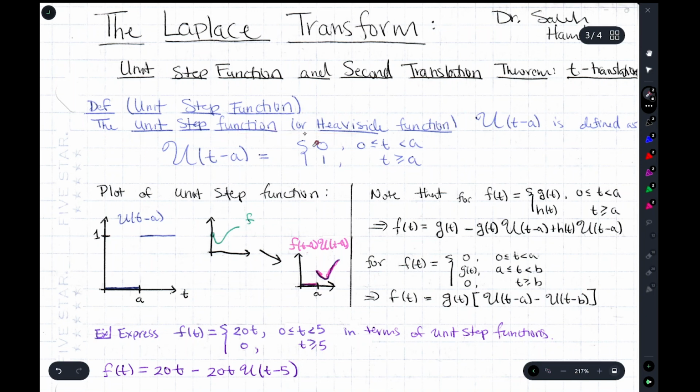The unit step function, often called the Heaviside function, especially in physics, shows up all over the place, actually. It's pretty straightforward, okay? It's defined as 0 when t is greater than or equal to 0 and strictly less than a, and 1 when t is greater than or equal to a. Okay, so here, we could just emphasize that at a, it's equal to 1.